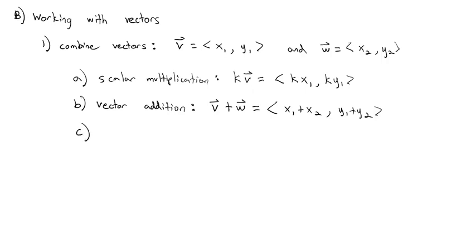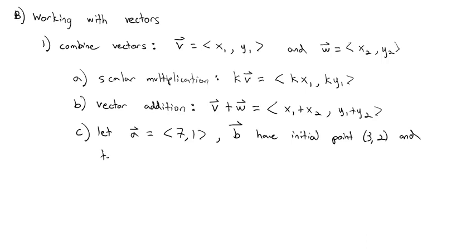So let's let the vector a be the vector 7, 1, and the vector b is going to have an initial point of 3, 2, and terminal point of negative 1, negative 1.